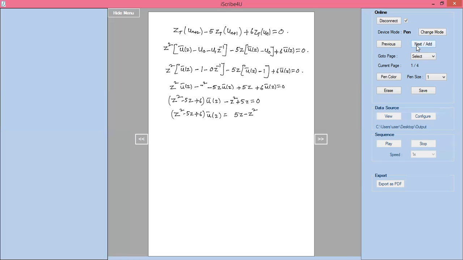5z minus z square divided by, if you send this one to that side, you will get 5z minus z square divided by this one. If you send this to this side, so 5z minus z square. Next step I'll write U bar of z equal to (5z minus z square) divided by (z square minus 5z plus 6).